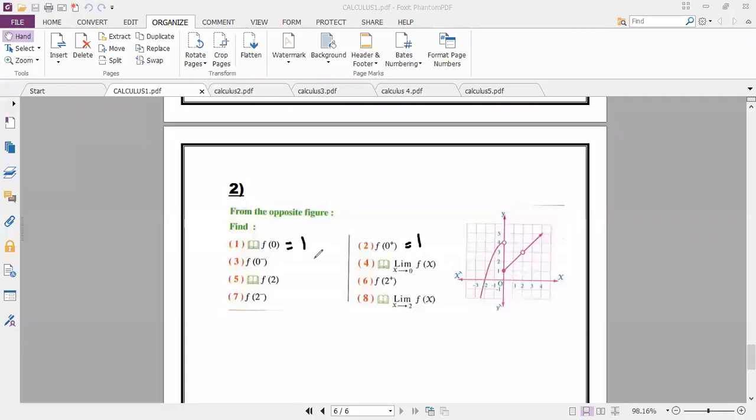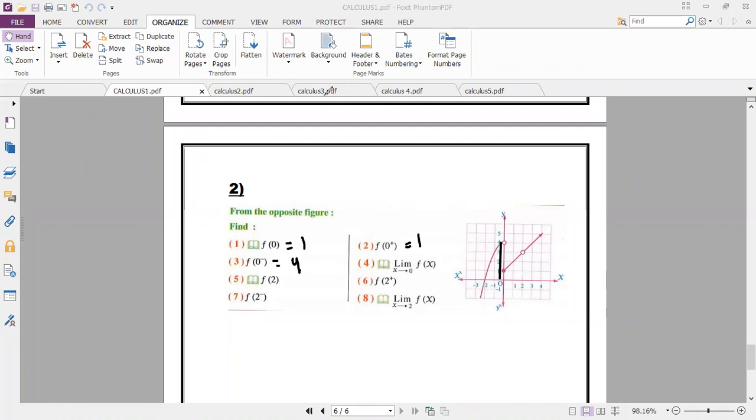Sorry for that, it's f of 0 from the left. Here, it's not 2. I wrote it as 2, but f of 0 from the left, when we go to 0 from the left, we will hit 4 here. So f of 0 from the left is 4, less than 0, just a little bit.